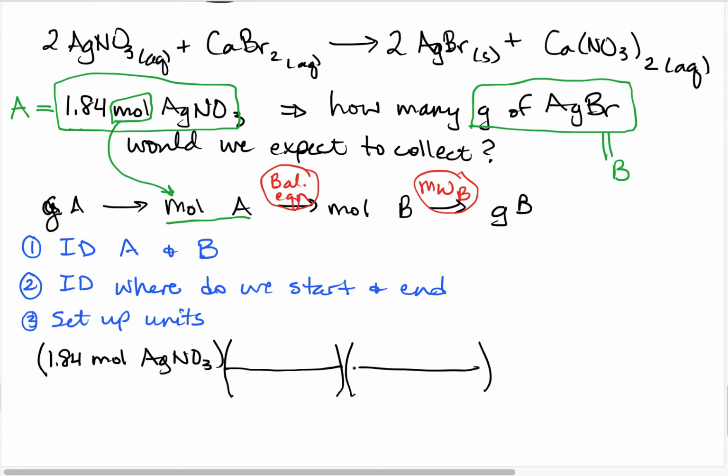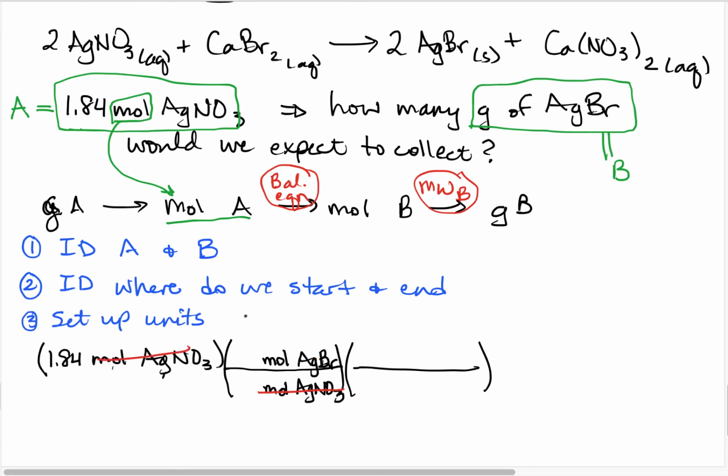So let me look at the units. I want to go in this first step from moles of silver nitrate to moles of silver bromide. So I'm going to put my units where they can cancel out. I want to cancel out the moles of silver nitrate, and I want to end up with moles of silver bromide. The units that I want to get rid of, I put in the bottom so that they can cancel out. And the units that I want, I'm going to put in the top.